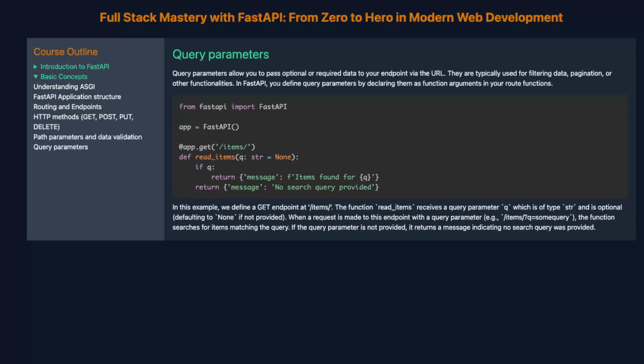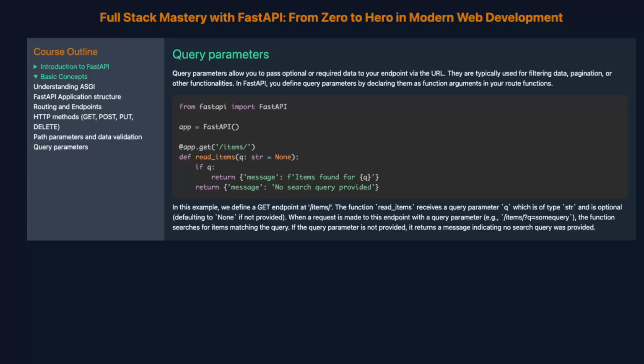Query parameters. Query parameters allow you to pass optional or required data to your endpoint via the URL. They are typically used for filtering data, pagination, or other functionalities. In FastAPI, you define query parameters by declaring them as function arguments in your route functions.